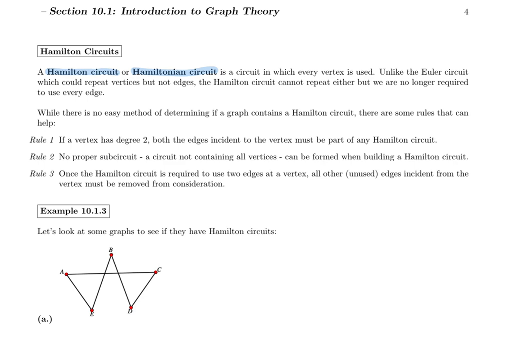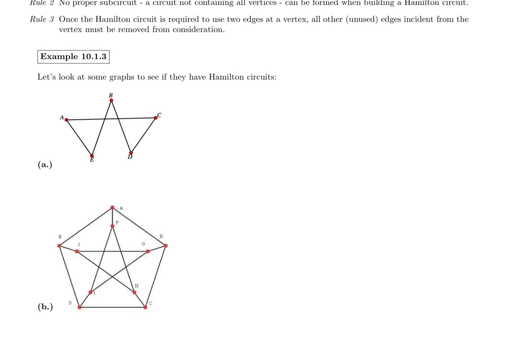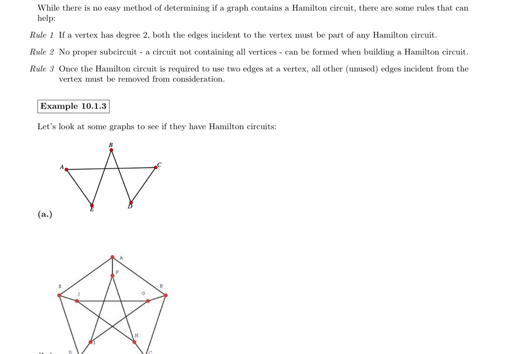Where that gets tricky is with a couple of the examples we've got here. If we look at example A, does it have a Hamilton circuit? Well, rule 1 says if a vertex has degree 2, both edges must be part of any Hamilton circuit. Literally every vertex in that graph has degree 2, so every vertex has to be used. So let's see if we can build one. We'll go up here, come down, come here, and go back. We literally used each edge once, and we used each vertex once. So yes, this one has a Hamilton circuit.